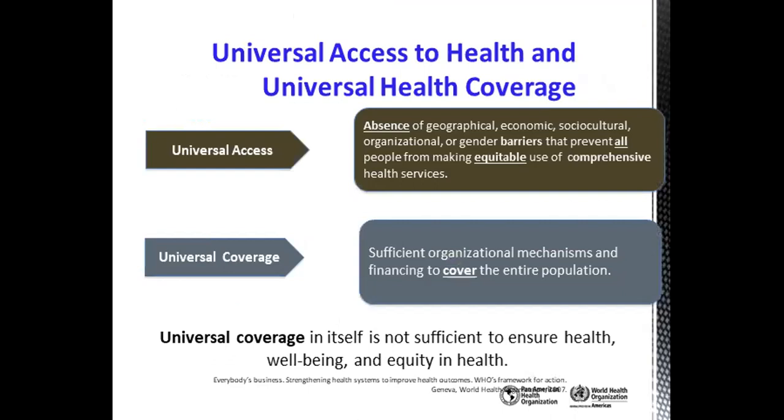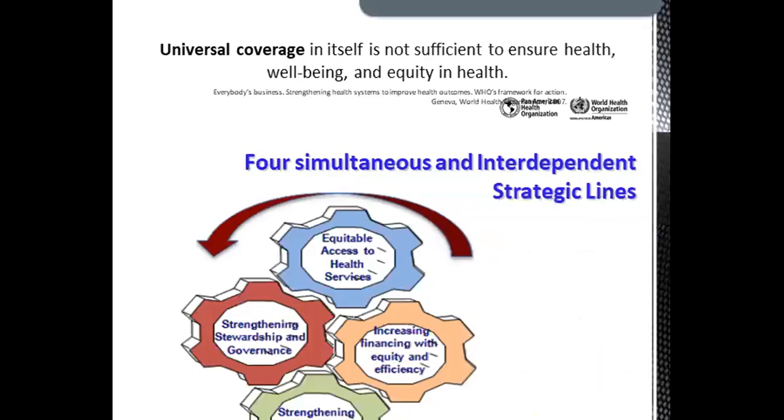Therefore, universal access to health and universal health coverage. Here, universal access includes the absence of geographical, economic, socio-cultural, organizational, and gender barriers that prevent all people from making equitable use of comprehensive healthcare services. Whereas universal coverage is sufficient organizational mechanism and financing to cover the entire population. Universal coverage in itself is not sufficient to ensure health, well-being, and equity in health.